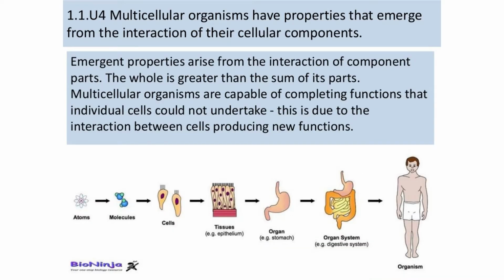Emergent properties arise from the interaction of component parts. The whole is greater than the sum of its parts. Multicellular organisms are capable of completing functions that individual cells cannot undertake. This is due to the interaction between cells producing new functions. For example, the mouth, the esophagus, and the stomach can all work together in the digestive system.